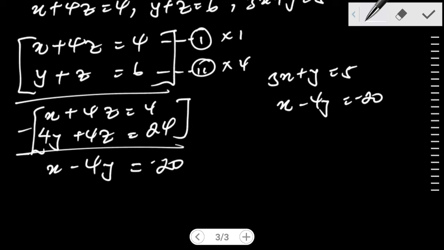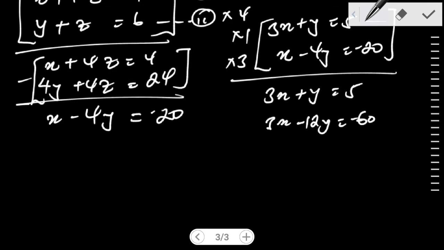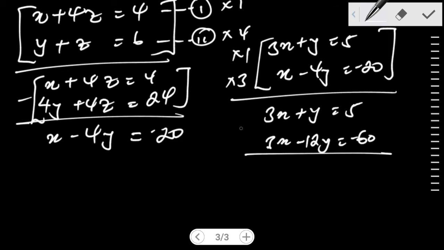Now, this time, let me eliminate x. I'm going to multiply down here by 3 and here by 1. So this is 3x plus y equaling 5, and here I have 3x minus 12y equals negative 60. Having done so, I subtract.